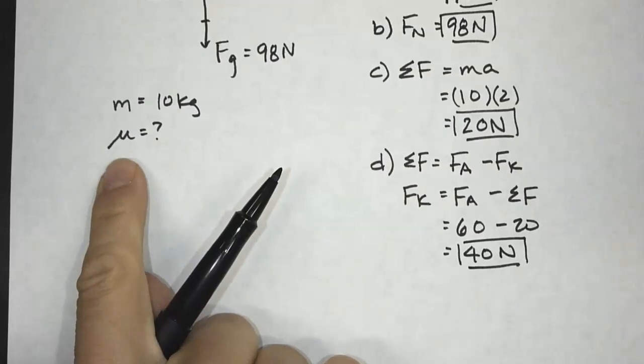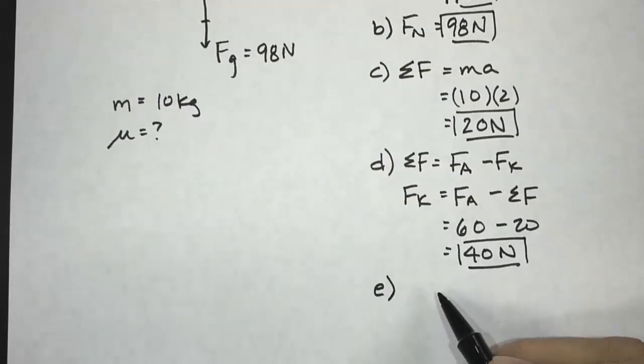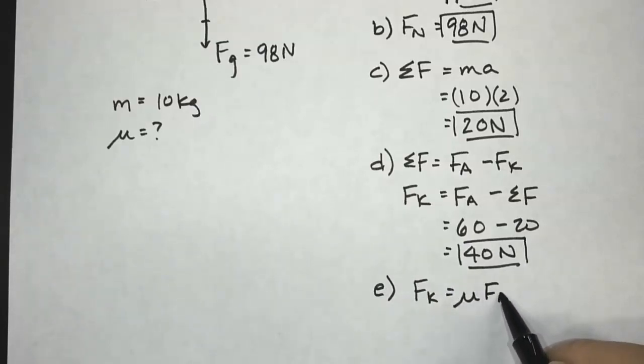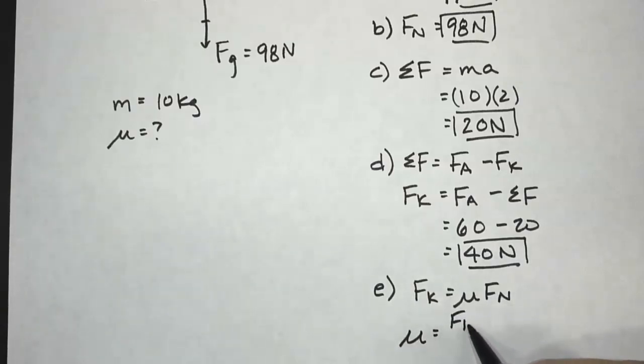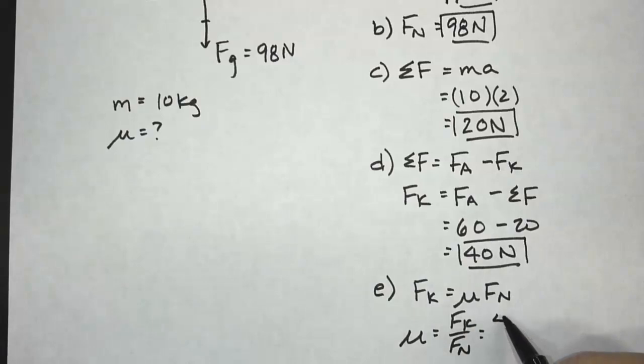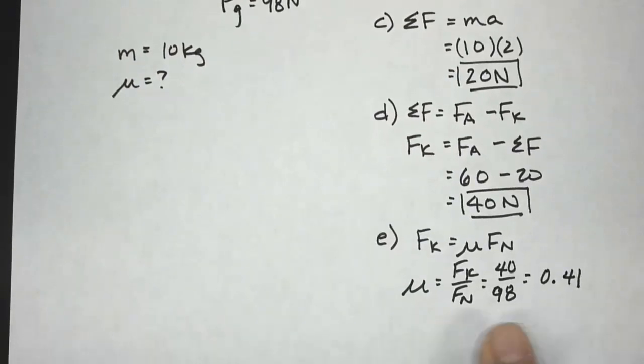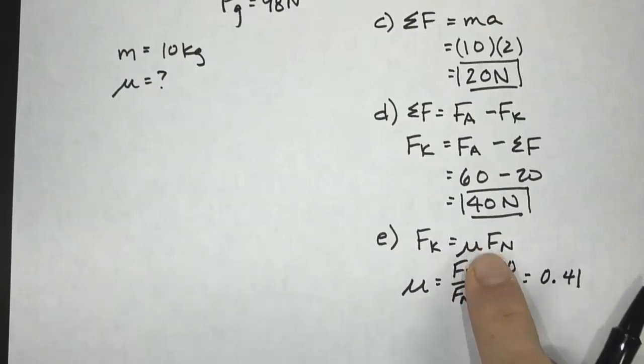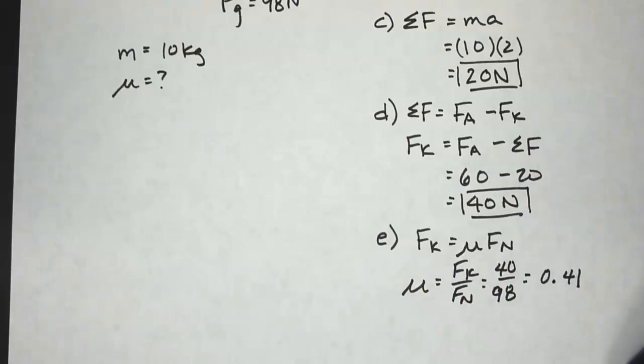Now remember, our goal is to get the coefficient of friction. And now we're going to use our kinetic friction equation. Fk is equal to mu times Fn. Coefficient of friction is mu. And to find mu, it's going to be Fk over Fn. Okay. So Fk, we just calculated, is 40. Fn, we calculated up here in part B. That's going to be 98. And we get 0.41. And notice there are no units here because coefficient of friction is a ratio. We're comparing these two forces, so it has no unit.